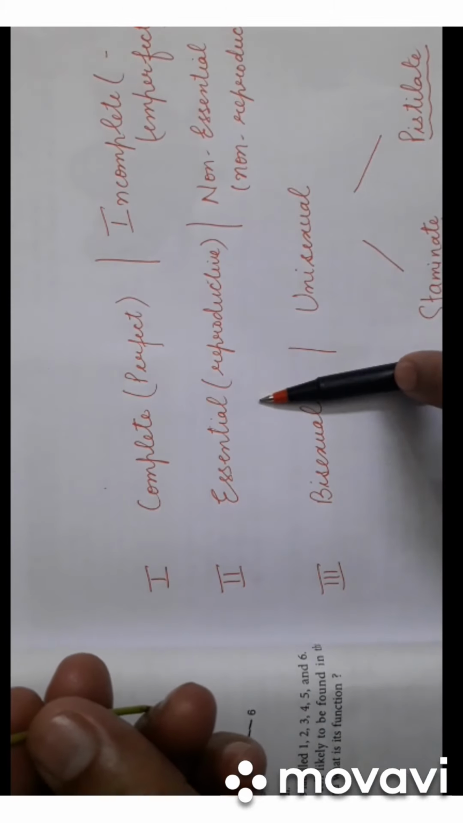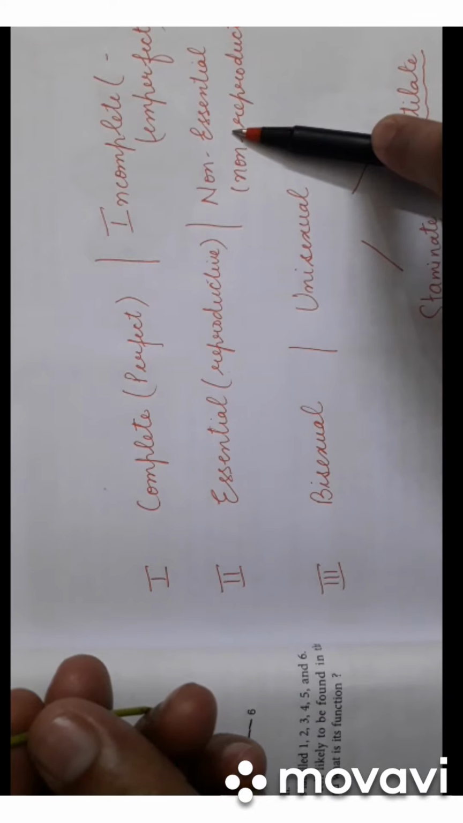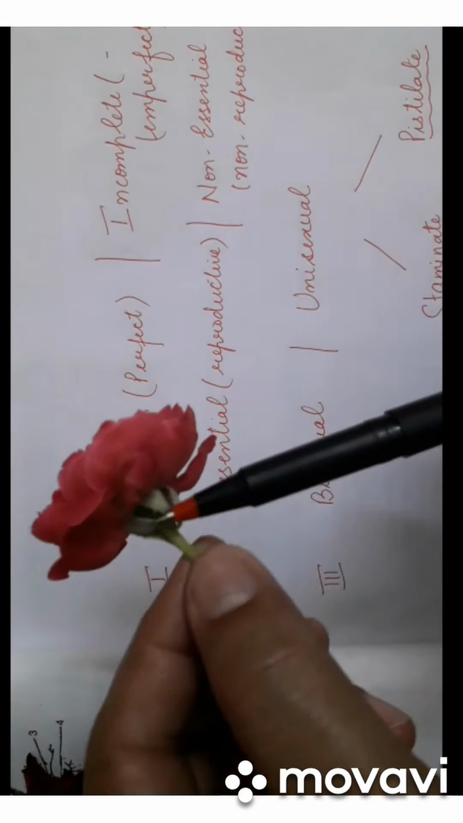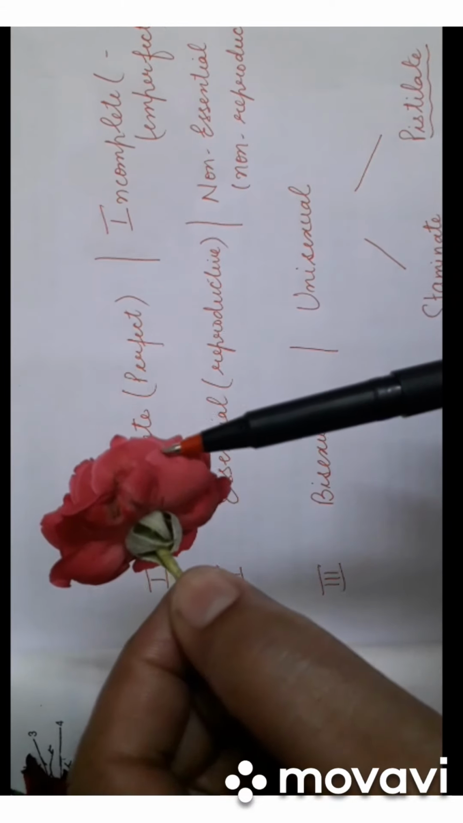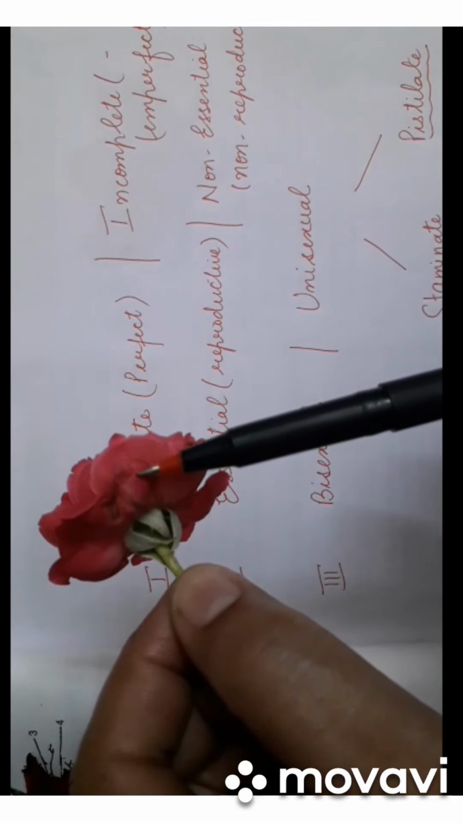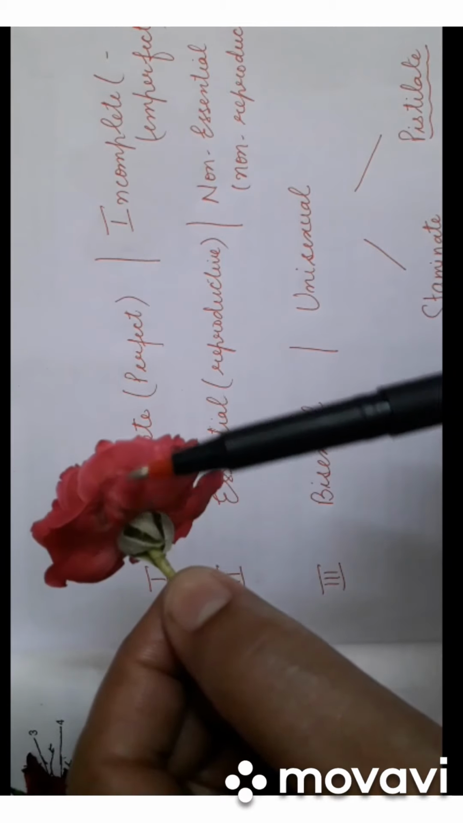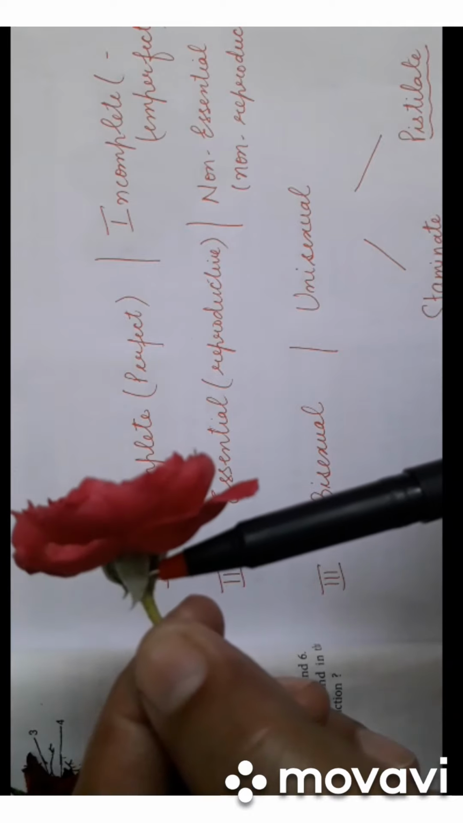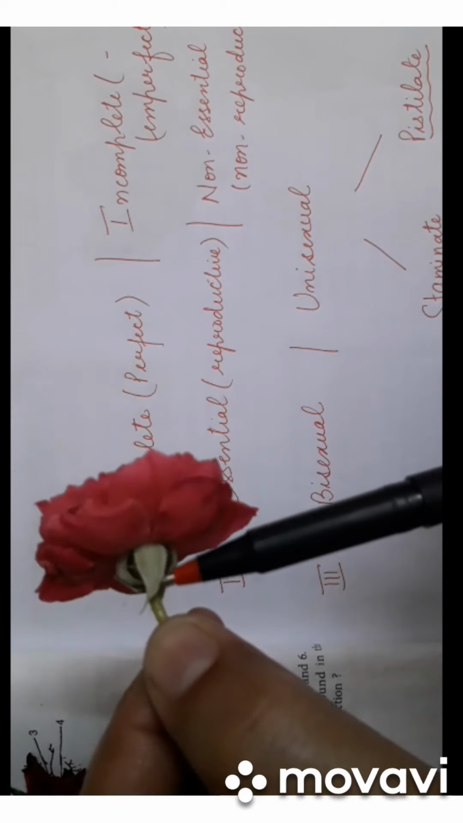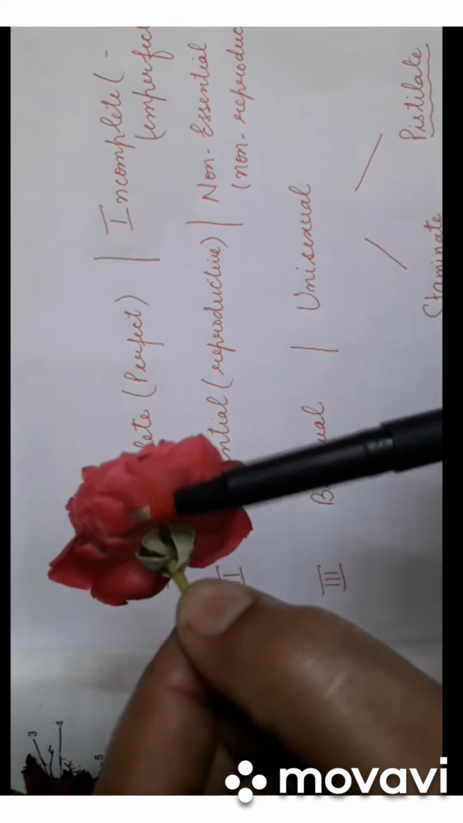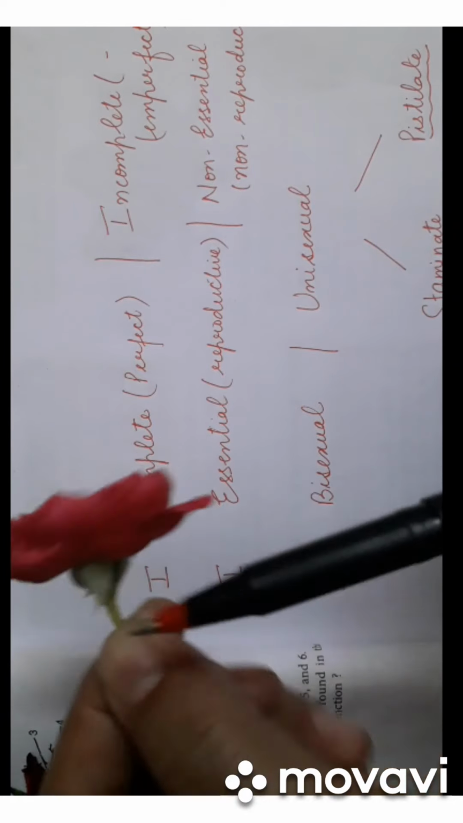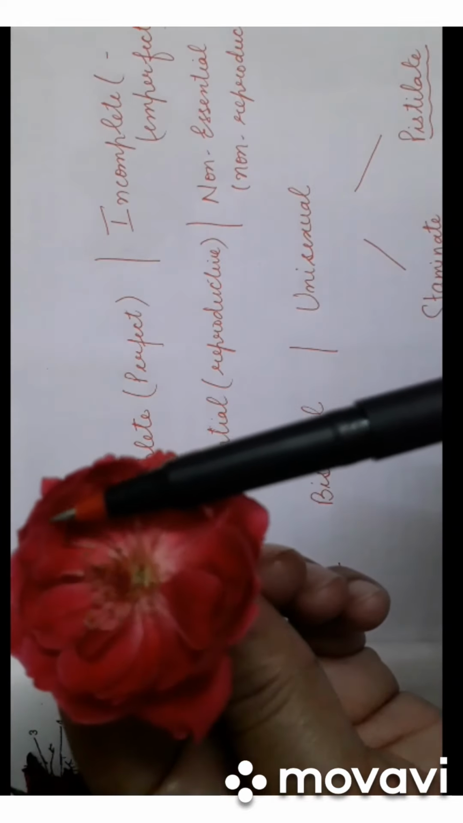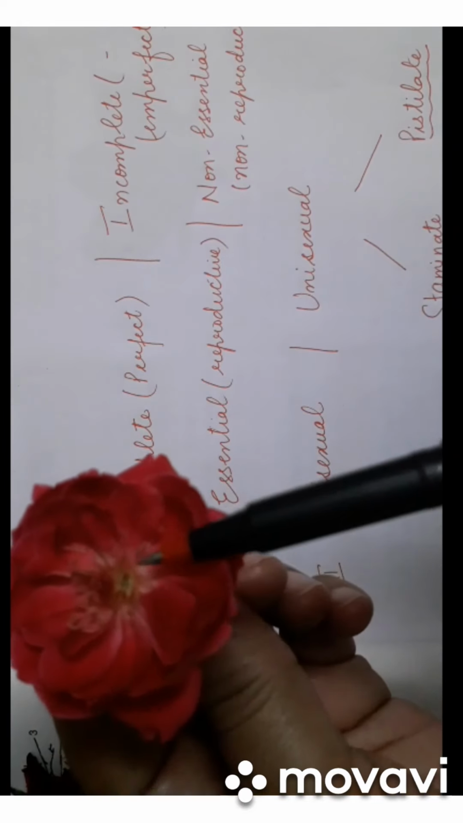Next is essential or non-essential, or you can also call it reproductive or non-reproductive. These two whorls, calyx and corolla, are called non-essential. Why? Because they do not take part in reproduction directly. You all know that the calyx protects the flower in the bud form, and since it is green, it performs photosynthesis. And the petals, this corolla, attract the insects and also protect the androecium and gynoecium.